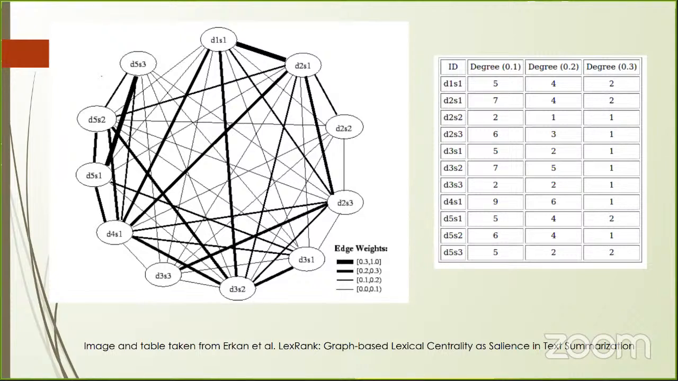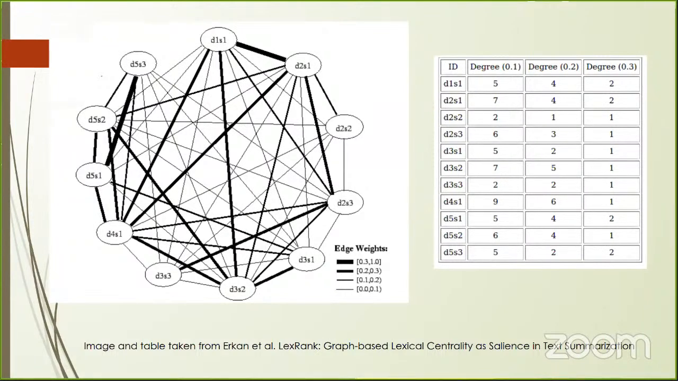So D1, S1 has the most in common with itself. Next, it has the most in common with D2, S1. And now if we use 0.3 as threshold, it will have just these two connections. So that's why if you look at the last column in the table, degree 0.3, you'll see that D1, S1 has just two connections, like we showed. Likewise, D2, S1 has two connections, one with itself and one with D1, S1.